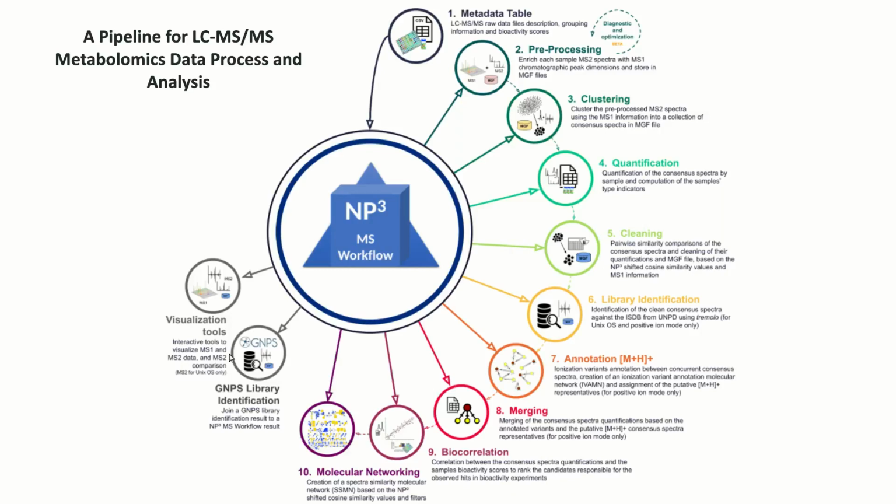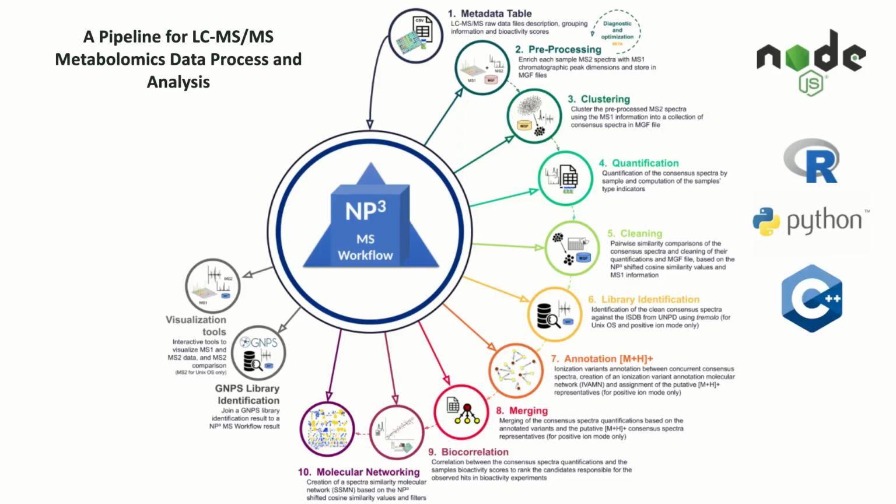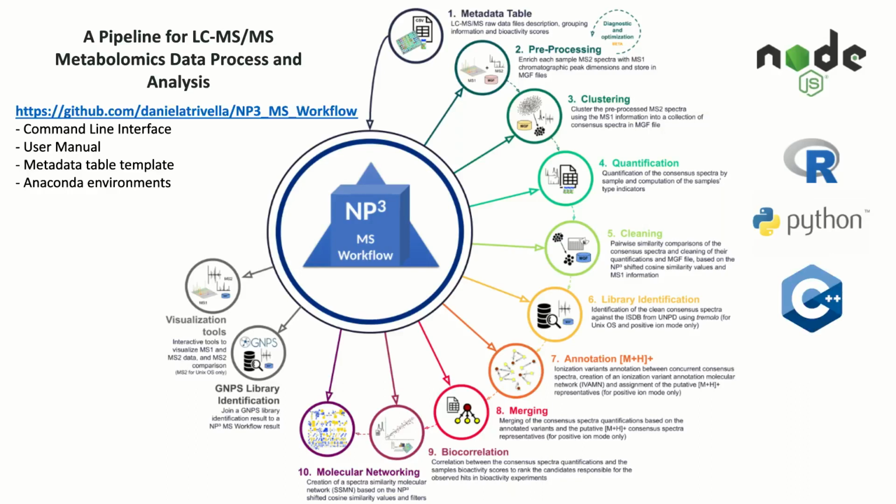We also have two visualization tools for MS1 and MS2 data, and also a command to join the library identifications coming from the GNPS platform. And the NP³ MS Workflow is a command line interface that was implemented with Node.js. It has scripts in R, Python, and C++ languages, and it's freely available in our GitHub repository. So let's take a look at what you can find in the NP³ MS Workflow repository.